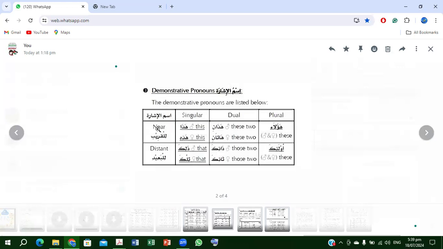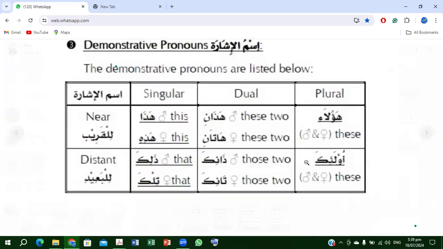For near, pointing means this. And haulai, this starts with ha. Haulai plural, ha the singular, right? Both start with ha, meaning these and this. For distance, it is dhalika, dhalikal kitabu, right? That is the book. So dhalika and ulaika. In the end, k sound comes. Dhalika, that male. Tilka, that female. Okay? And ulaika is the plural.